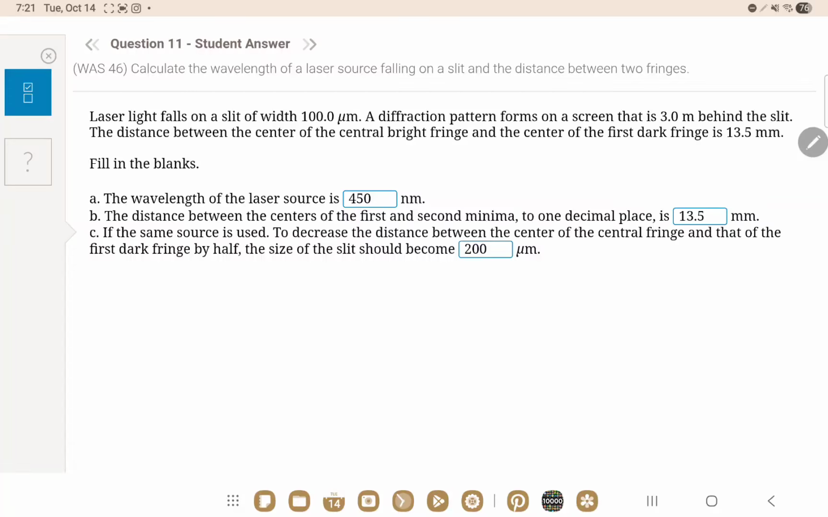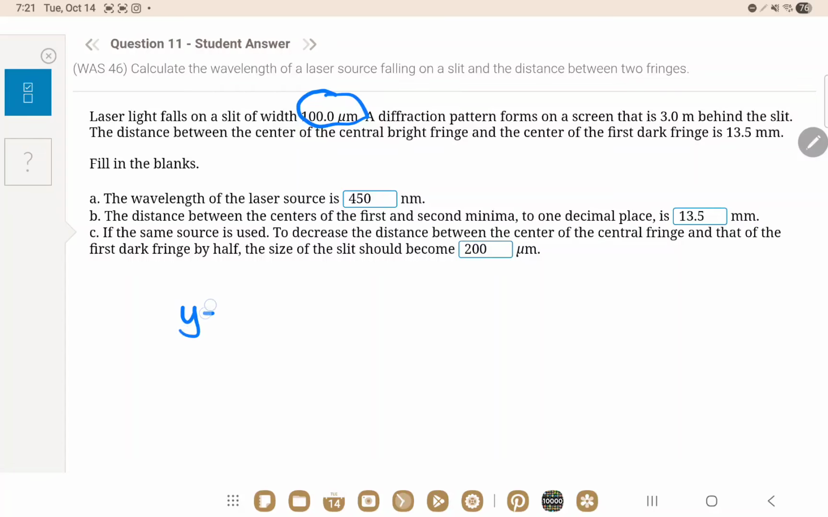Now, again, most of this quiz, by the way, is old material. This question, I think it's new, but same concept. Anyways, you have a laser light that falls on a slit of width 100 micrometers. A diffraction pattern forms on the screen that's 3 meters behind the slit. The distance between the centers of the central bright fringe and the center of the first dark fringe is 13.5. By the way, it's not new, never mind.